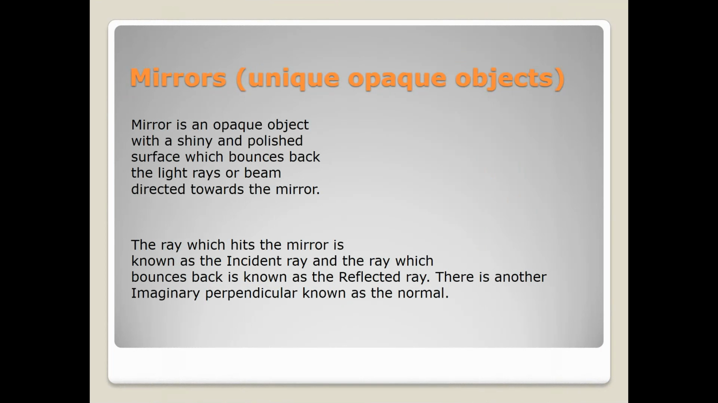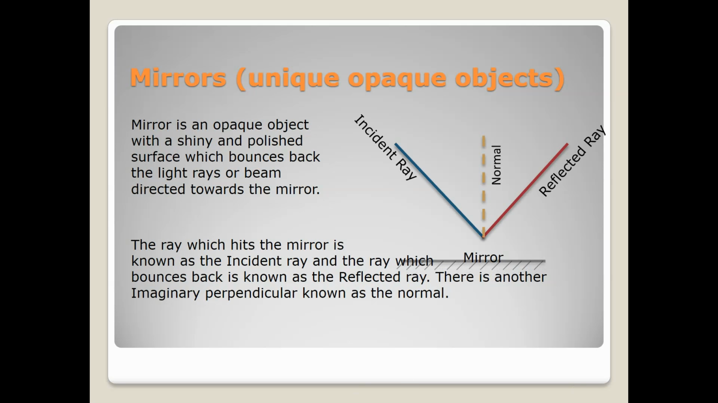Coming to mirrors. Mirrors are unique opaque objects. A mirror is an opaque object with a shiny and polished surface. It can bounce back the light rays or beam directed towards the mirror. The ray which hits the mirror is known as the incident ray and the ray which bounces back is known as the reflected ray. There is another imaginary perpendicular known as the normal.